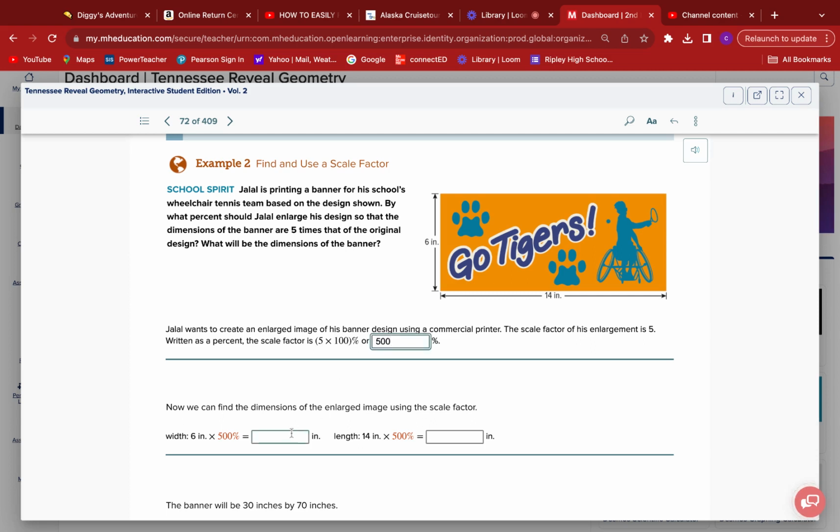All right, so if the width is, I guess height maybe, or length and width, I don't know. Height is 6. 6 times 500. What's that? 6 times 5 is 30, so 3,000. And then 14 times 500. So that's going to be, do some math here, 14... 7,000.